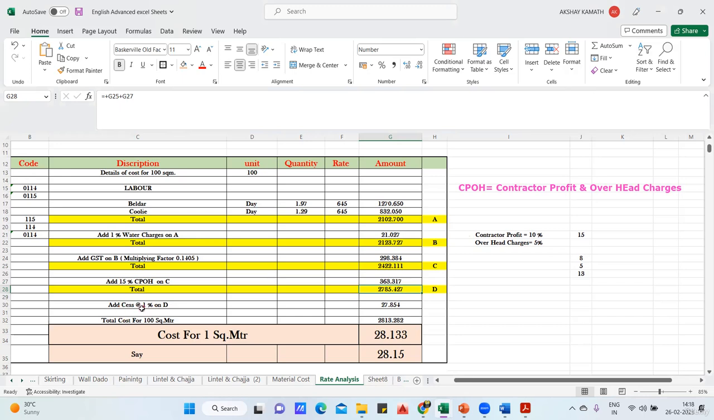So it's written add cess at 1% on D. This is D. Okay. So what you'll do? On this 2785 you add 1%. That is 2785 into 0.01. So this will give me 27.82854.